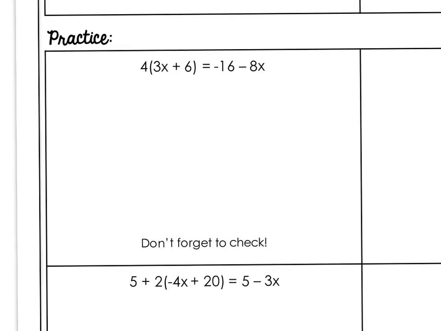All right, we have a multi-step equation here with parentheses. So first things first, I'm going to draw my fence down the middle, and I'm going to distribute my 4. 4 times 3x is 12x, and 4 times 6 is 24. Copy the rest of the problem, equals -16 minus 8x. I want to get the variables on the same side of the equation. So here I have a 12x and here I have a -8x.